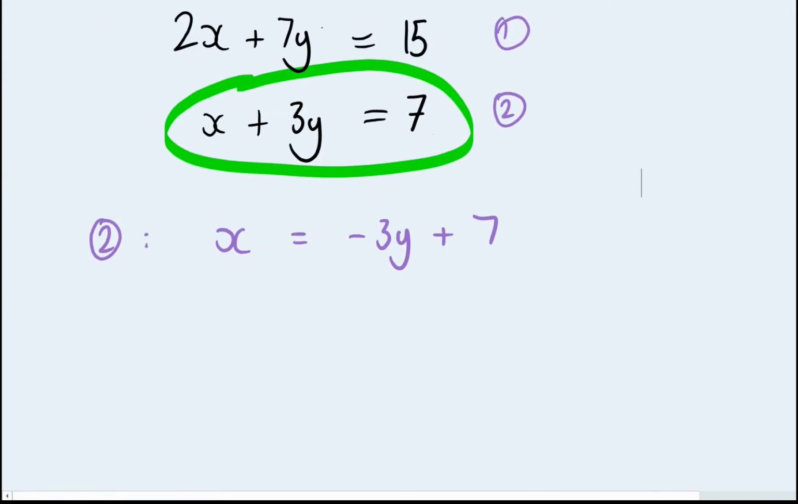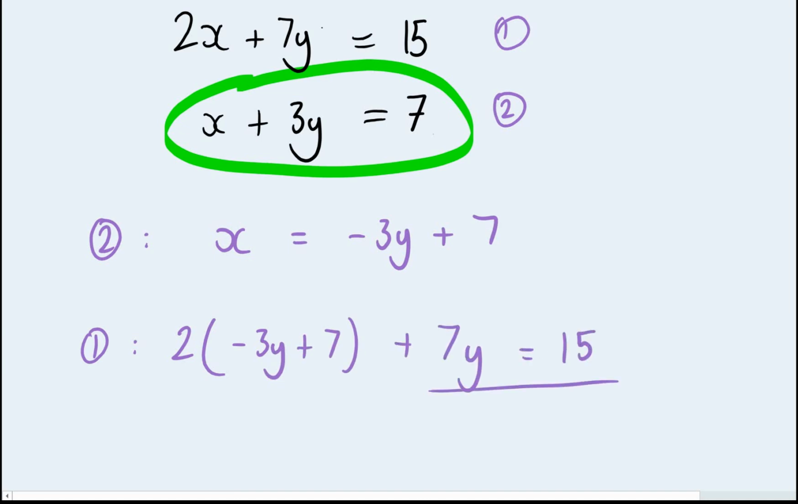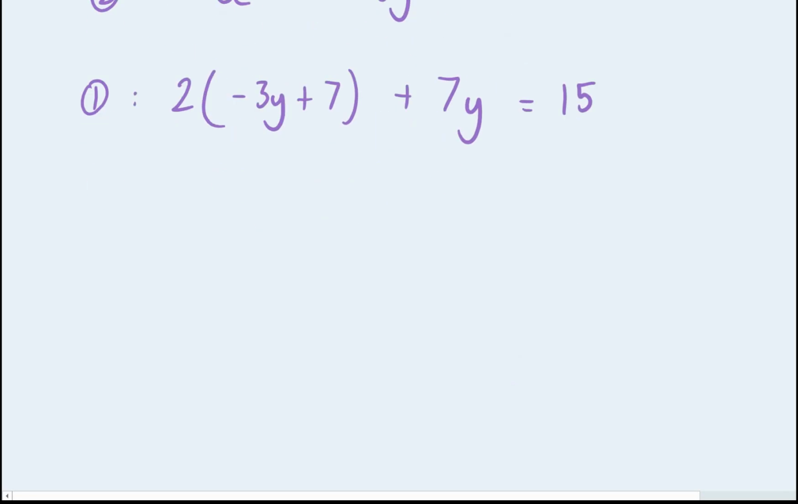Moving on, I'm going to plug that into equation 1. So for equation 1, I used to have 2x, so now I'm going to have two lots of what x equals here. So I've got two lots of minus 3y plus 7, plus 7y equals 15. Again, this stuff's not going to change because I don't know what these things equal yet. I only replace one letter.